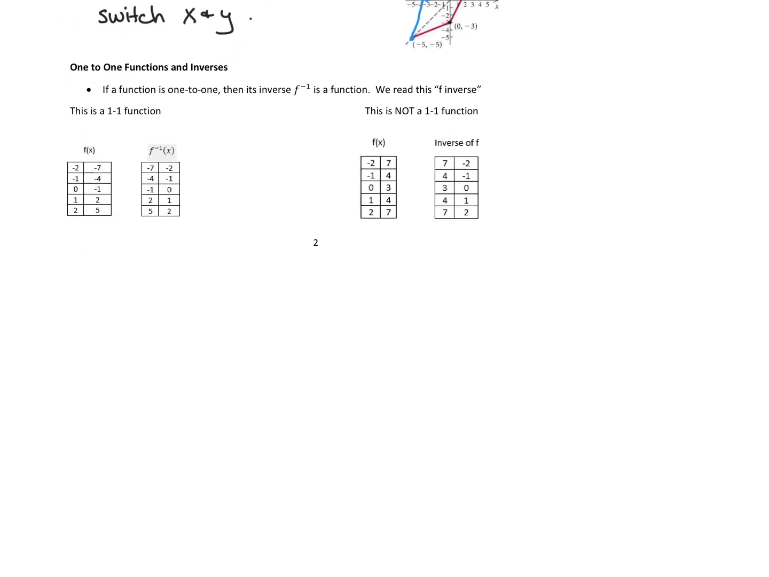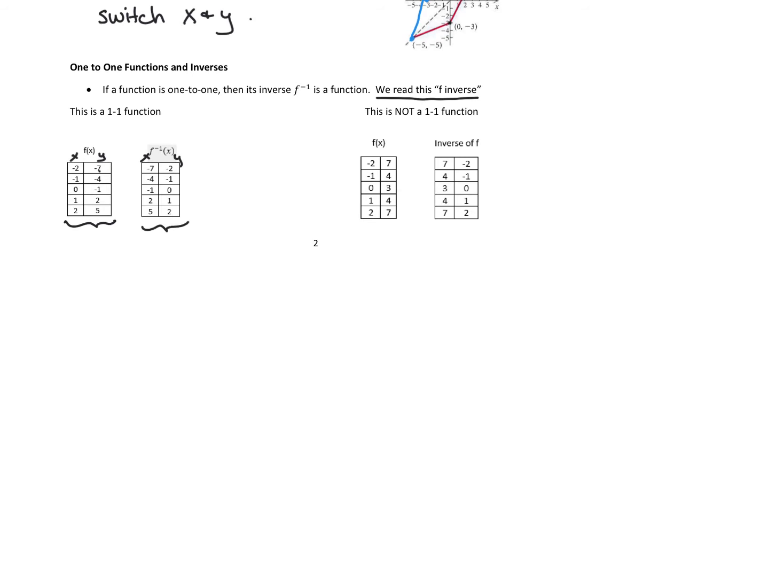So let's take a look at some other examples here. If a function is one-to-one, then its inverse is also a function. And again, we read this as f inverse. So I have two sets of ordered pairs here. I have -2, -7, which now becomes -7, -2. And you can see for each ordered pair, if this is my x value and this is my y value, we have just switched the x and y values, so we have an inverse.